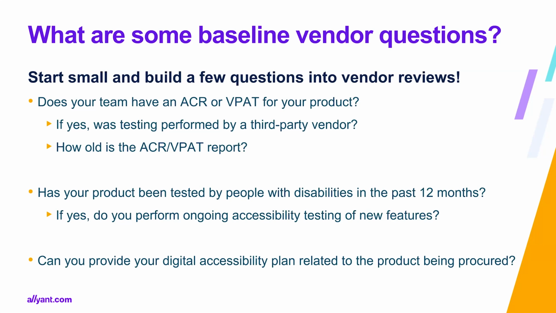The other one, AP, I'll spin this one to you, but I think it's really critical to ask, and I know the disability team talks about this a lot in the procurement process: has your product been tested by people with disabilities in the past 12 months? And if yes, do you perform ongoing testing of those new features? Obviously this one's near and dear to you, but it's such a critical question to ask. Not just relying on have you run automation, but really bringing in that usability side, having people with disabilities actually test the products.